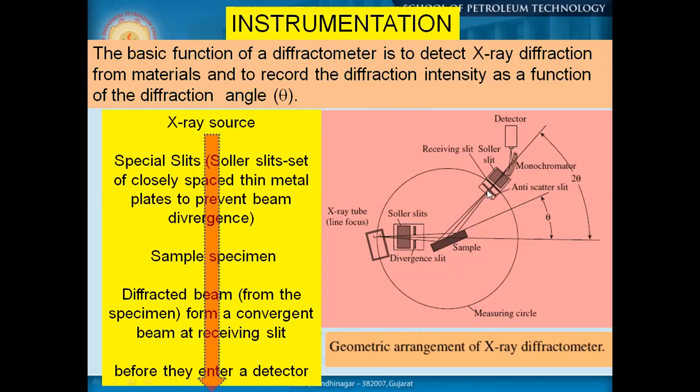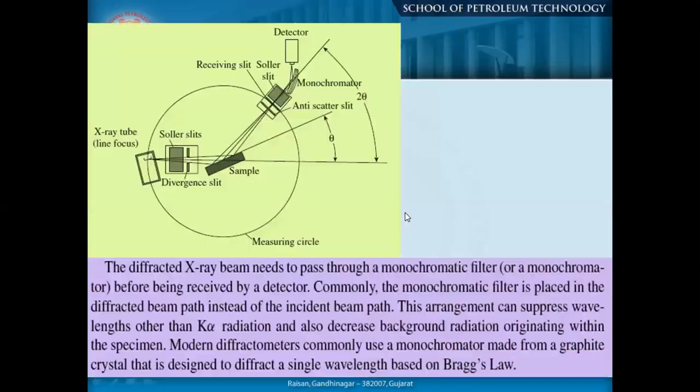Okay, it will converge again, then it will pass through the slit again, and then it is entering a detector. Okay, so that is the specific arrangement. Now the diffracted X-ray beam needs to pass through a monochromatic filter. Commonly the monochromator is placed in the diffracted beam path instead of the incident beam path.